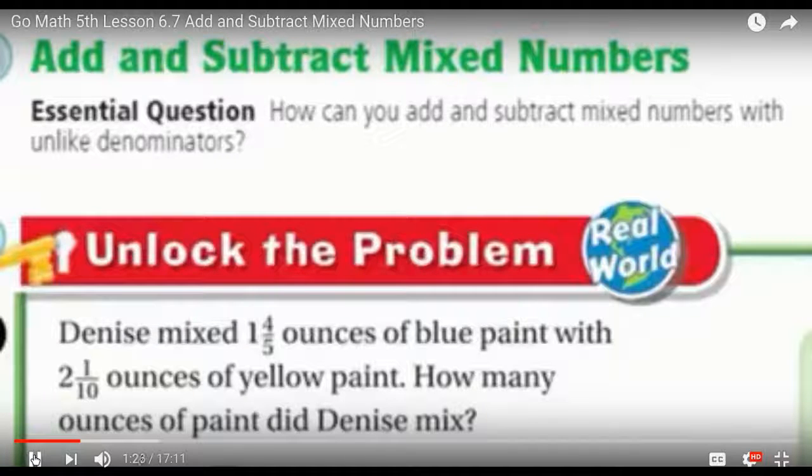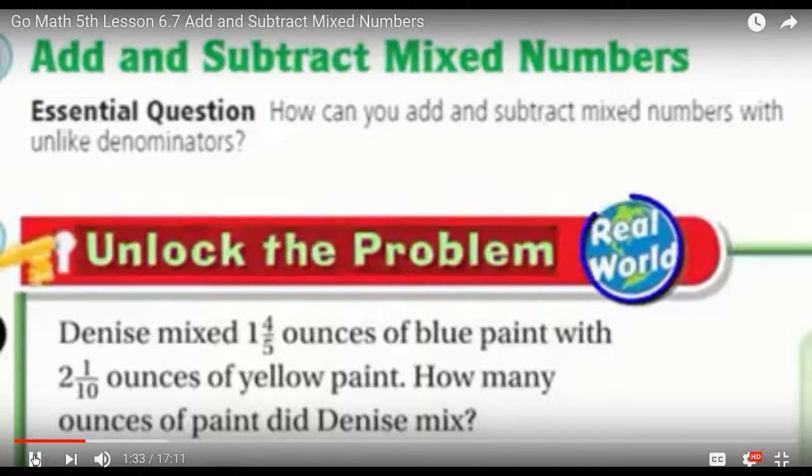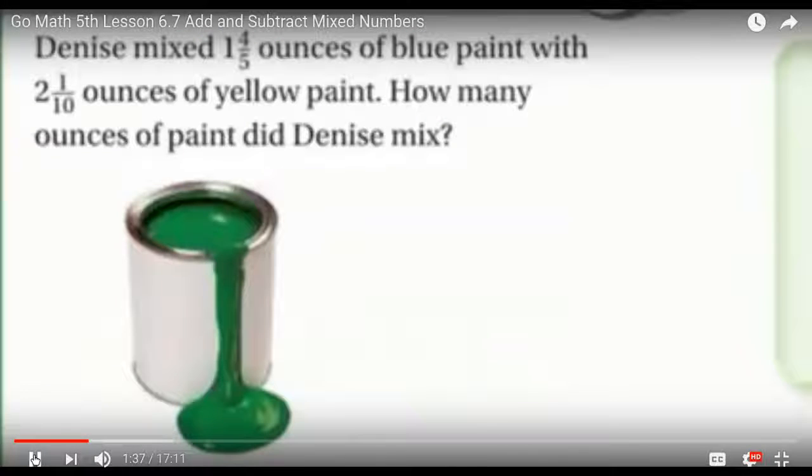But we can't do any of that. You know what's coming. Unlock the problem. That's right, my friends. Real world, baby. Real world. Denise mixed 1 4/5 ounces of blue paint with 2 1/10 ounces of yellow paint. How many ounces of paint did Denise mix?